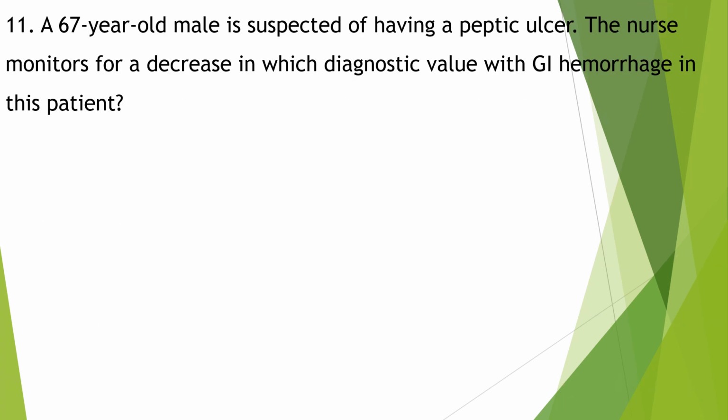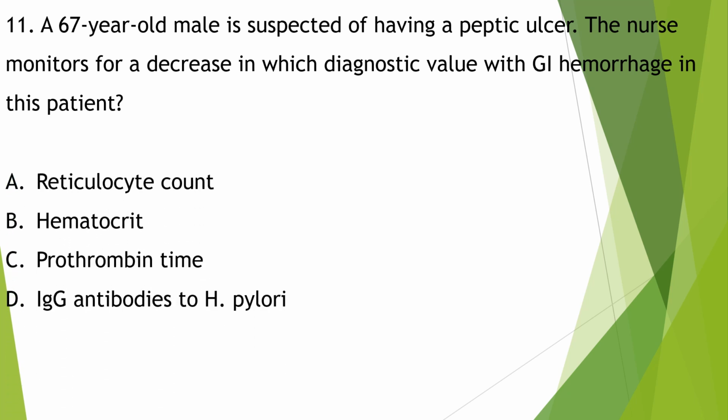A 67-year-old male is suspected of having a peptic ulcer. The nurse monitors for a decrease in which diagnostic value with GI hemorrhage in the patient? Reticulocyte count, hematocrit, prothrombin time, IgG antibodies to H. pylori. The hematocrit reflects the acute magnitude of blood loss after a period of 2 to 24 hours depending on bleeding rate. Serial hematocrit assessment can follow a patient's course.